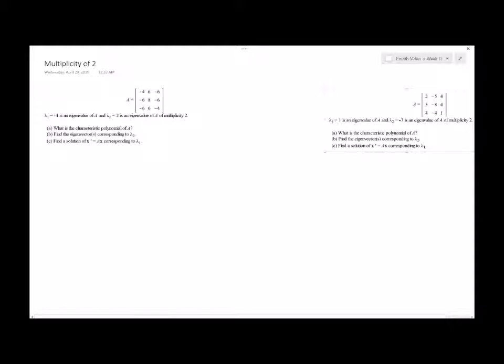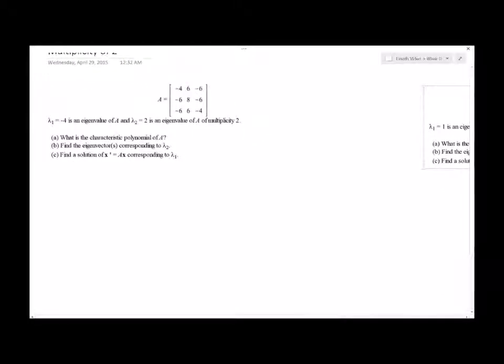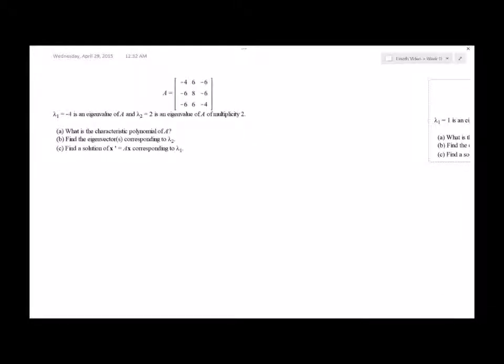Alright, this is the final part for the linear algebra part of engineering math. We're going to be talking about two things. Multiplicity of 2, so find the eigenvectors of a matrix that has a repeated eigenvalue. And there's two cases, and we're going to cover them in this video.